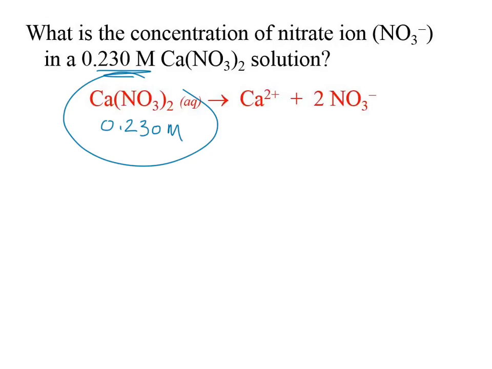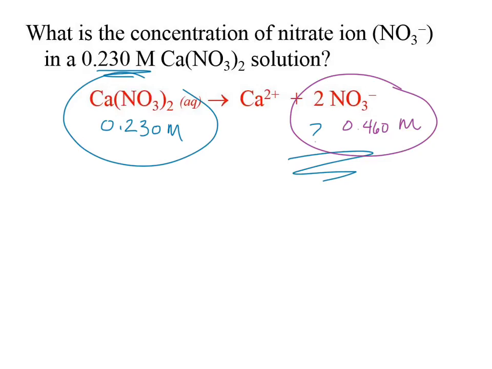If that dissolves, you might be faced with this: what concentration is your nitrate ion? Does it seem like you get twice as much? That it'll be twice as concentrated as the salt it came from, because it splits apart and forms 2? That is true. And I'm going to show you how to do that with factor label. But the answer is 0.460 molar, bottom line. Okay, does that make sense?